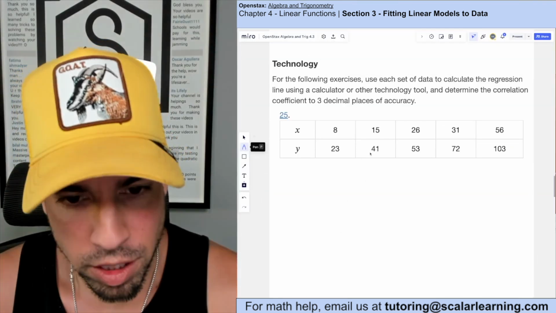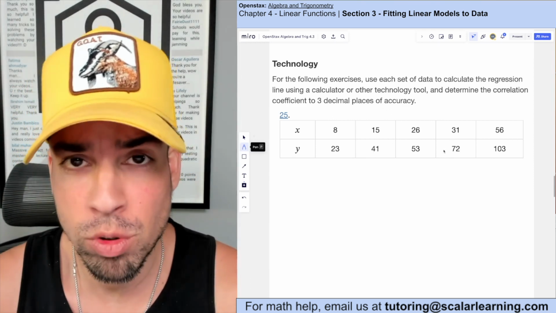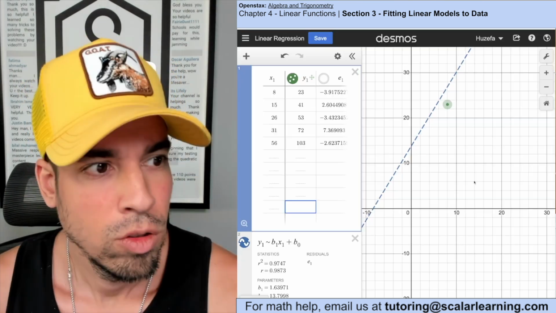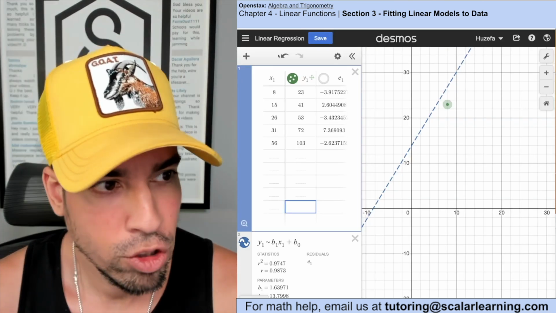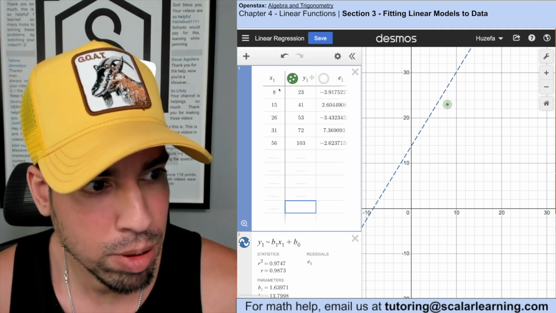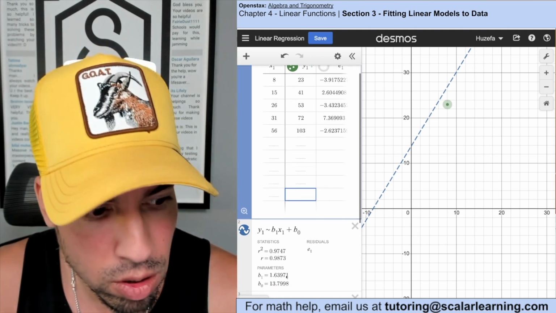So for this question, we're going to use the set of data to create a linear regression, and I'm going to choose to use Desmos. You could also use a TI-84, but let's check it out using Desmos. So all I've done is I've looked up a linear regression preset in Desmos. I went to it, and then I plugged in the X values and the corresponding Y values, and you see we get all the important values here.